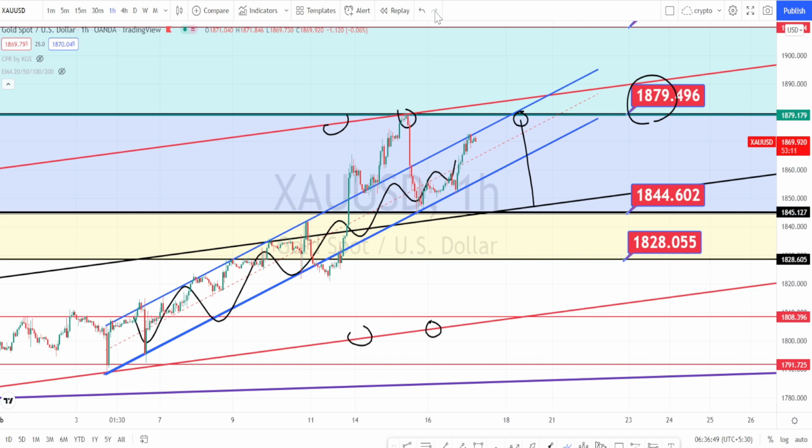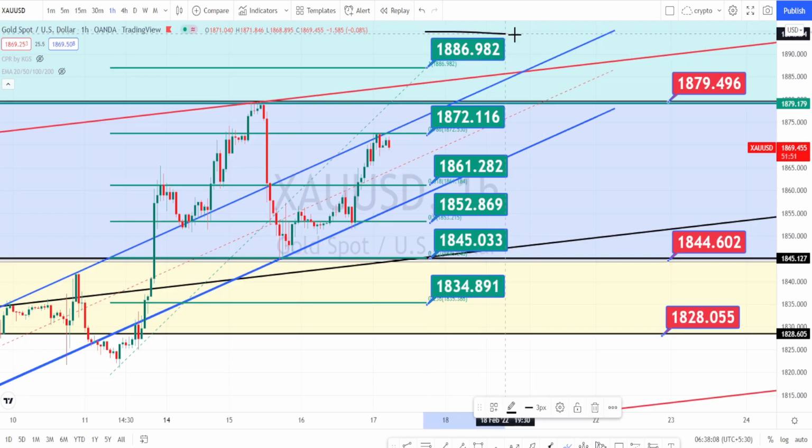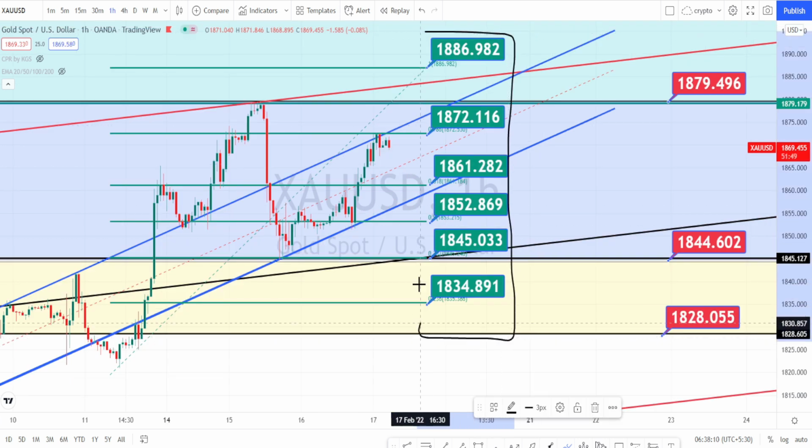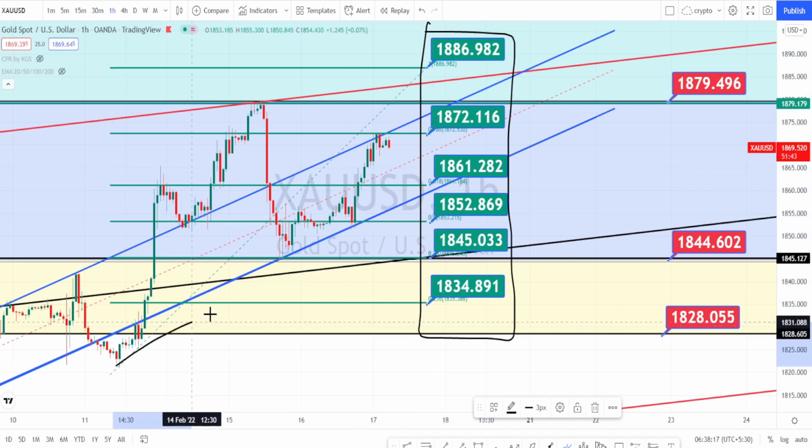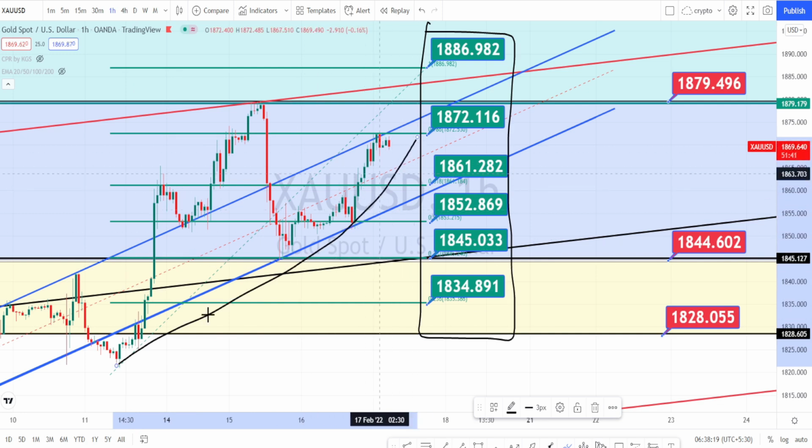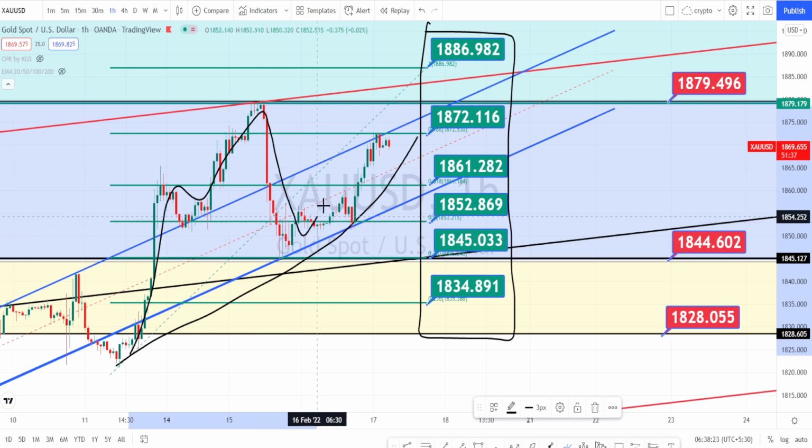Let us mark the support and resistance levels for hourly time frame. So the values marked in green color boxes are the support and resistance levels for hourly time frame. Currently when we notice the price action within this channel pattern also, it is in a very strong bullish trend, taking support on this bullish channel pattern.